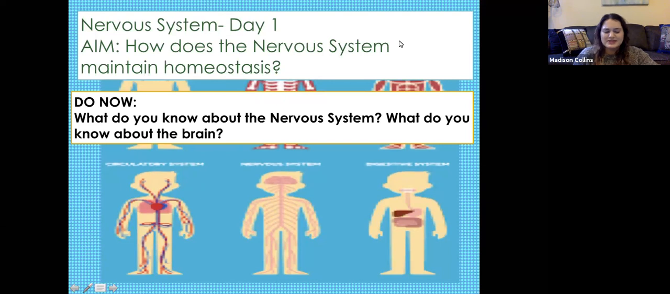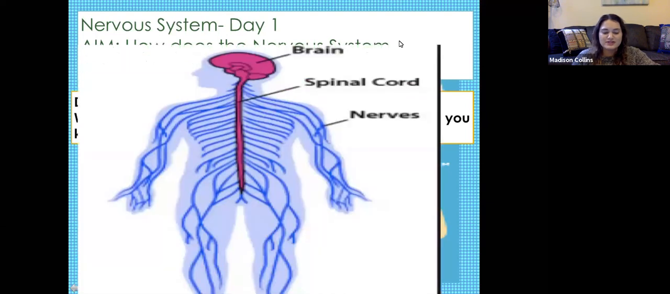All right, so since it's the beginning of the unit, I don't expect you guys to know too much about the nervous system or the brain, okay? All I want you guys to know is that it's made up of the brain, the spinal cord, and the nerves, okay? And when we're talking about nerves, we're talking about nerve cells. And today we're gonna take a look at what those nerve cells look like.